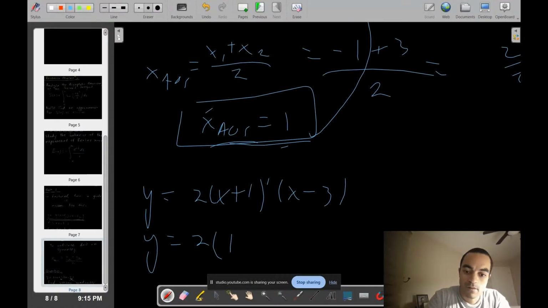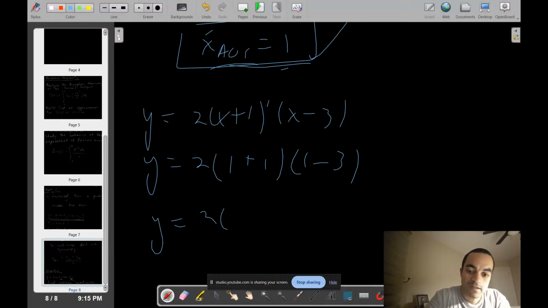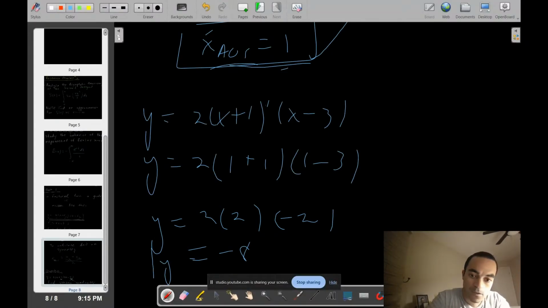2 by 1 plus 1 by 1 minus 3, right? Very easy. So y equals 2 by 2 by -2. 2 and 2 is 4. 4 and -2 is -8. I get the y coordinate as well.